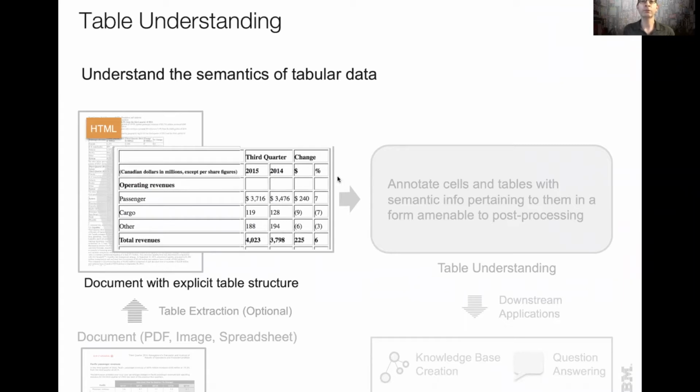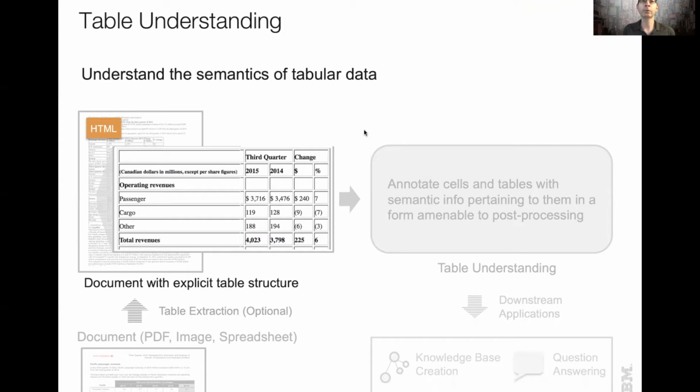If we want to successfully do any table processing, for instance, to create a knowledge base or to answer questions, then we will have to go a step beyond and understand the semantics of the data appearing within tables. For instance, in this table, we will have to understand that 3,476 is not a standalone value. Instead, it corresponds to the passenger operating revenues for the third quarter of 2014.